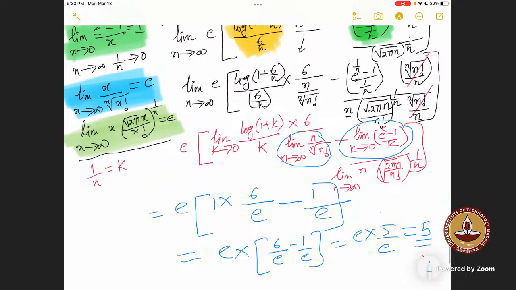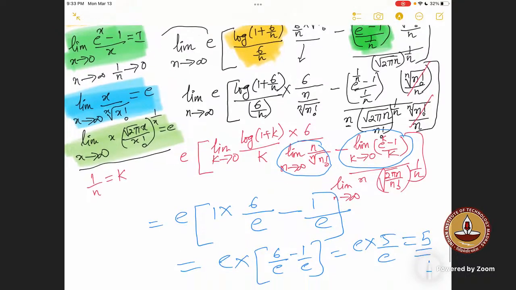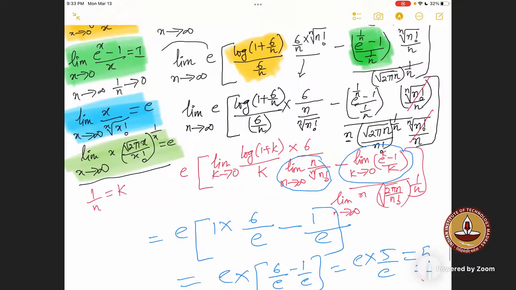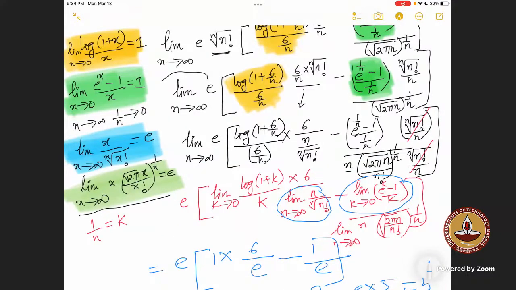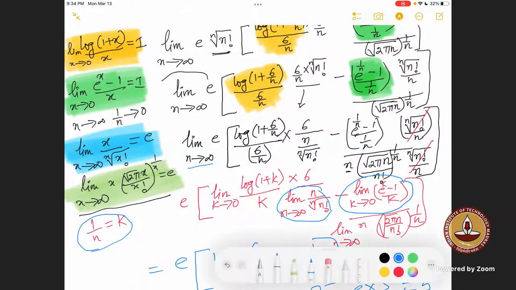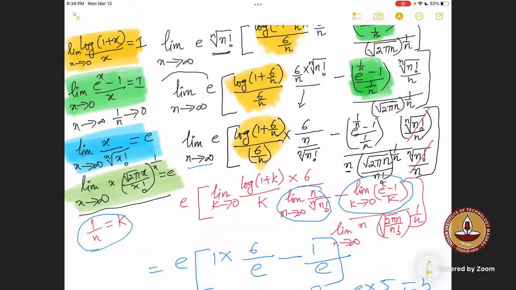Sir, can you just repeat the part written in red color? Yeah. See, in this log 1 plus 6 by n by 6 by n. Okay. As n tends to infinity, 1 by n tends to 0, right? I have taken 1 by n as some k, so I can rewrite this log expression. Let me highlight that for you. This log expression, right? Like this. Is that clear? Yes, sir. It will be log 1 plus k by k, k tends to 0. Okay.